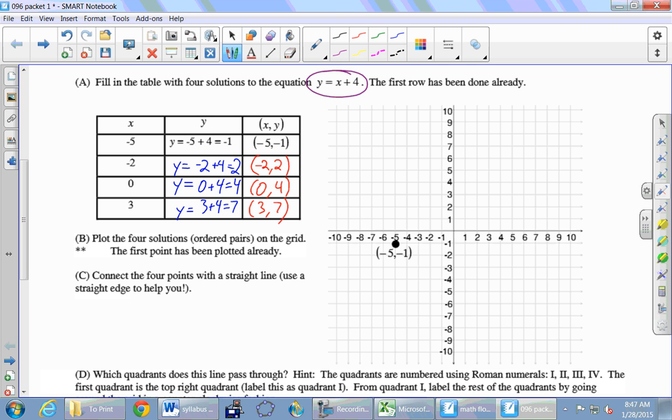Okay, what you're going to do right now individually and then check with your neighbors is parts B, C, and D, which involves plotting some points, drawing a straight line, and then answering a question about that line. We'll come back together in just a minute.